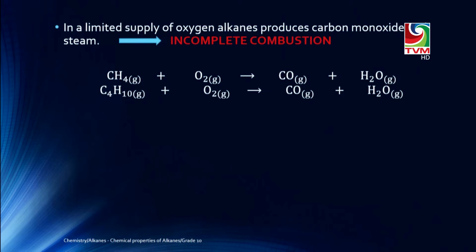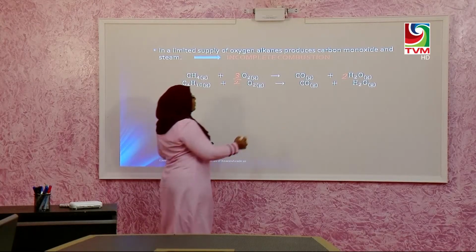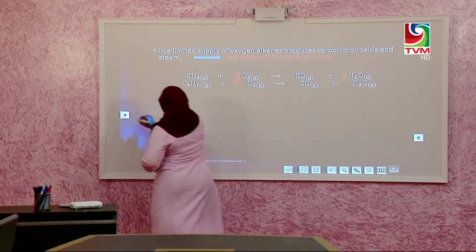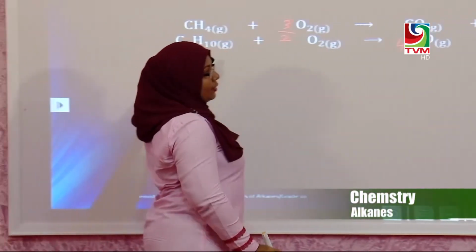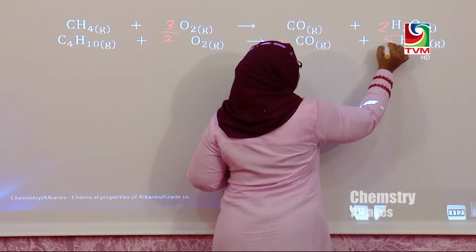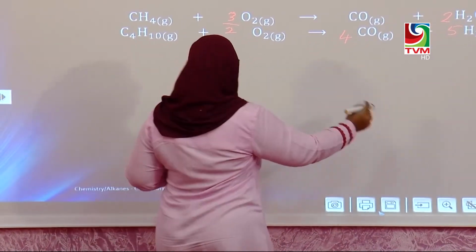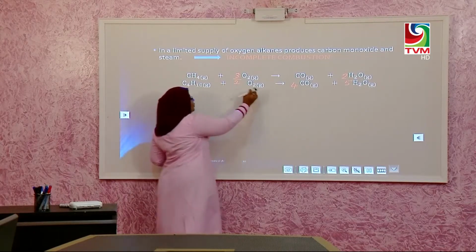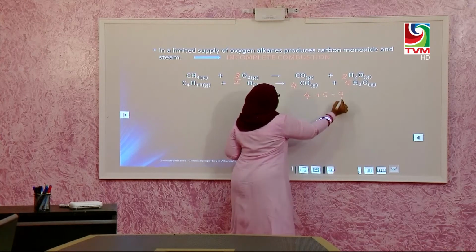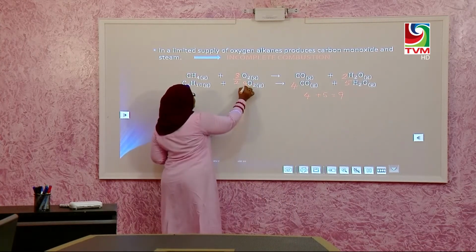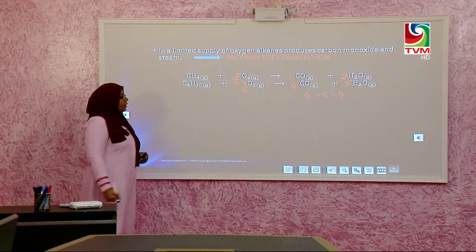Now, look at the next equation here. This is C4H10 butane reacting with oxygen to form carbon monoxide and water vapor, that is incomplete combustion. There are 4 carbon, so balance the carbon by putting 4 here, and then there are 10 hydrogen. So, to balance, put 5 here, and then count the number of oxygen. This side we have 2 here, and here it is 4, and here 5 will give you 9, an odd number. So, 9 over 2 will balance the equation.